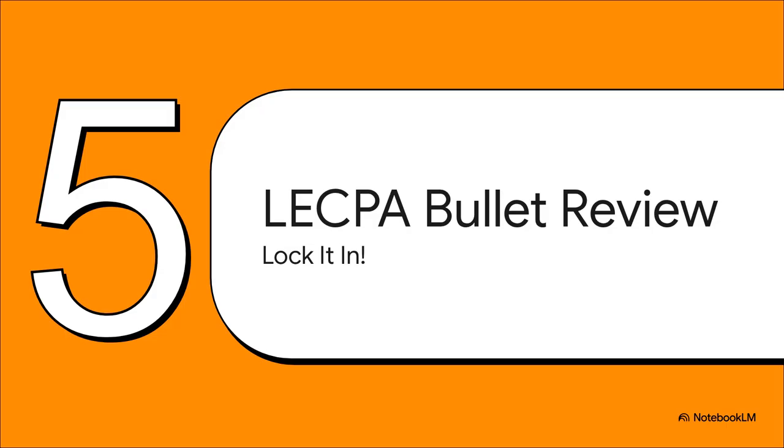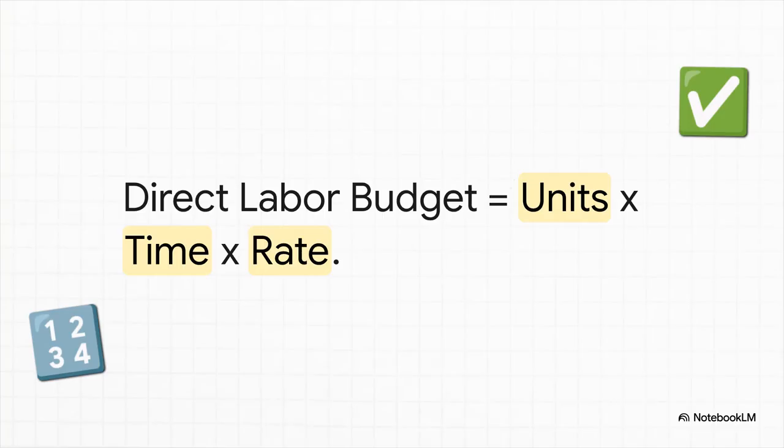Okay, we have covered a ton of ground. So it's time for our high-energy, rapid-fire LEPA bullet review to really burn these concepts into your long-term memory. You ready? Let's go. First step, the direct labor budget. What is it? It's one simple formula. Units to produce times the time per unit times the rate per hour. Got it? Units, time, rate.